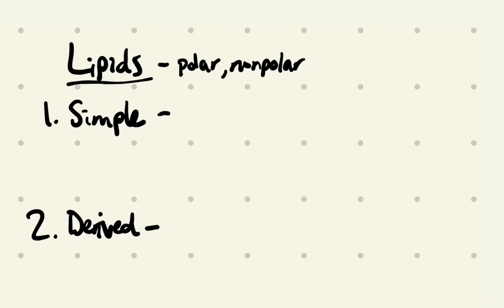My name is Jeffrey. Today I'm going to be talking about lipids. Lipids usually have a polar head area and a non-polar tail area, and they're separated into three major categories. The first of which is your simple lipids.